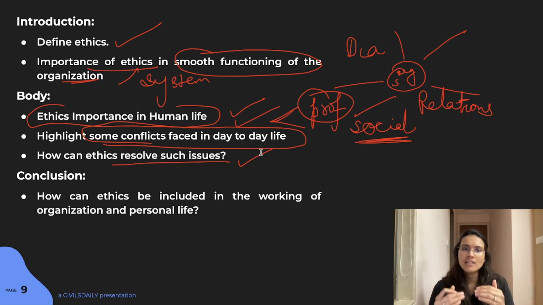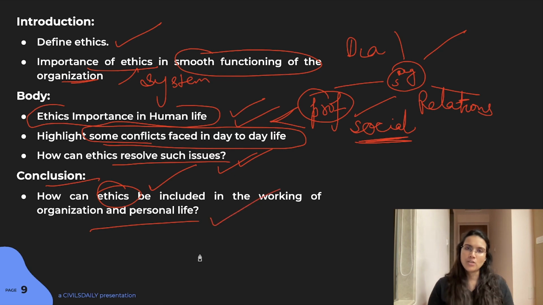If you prioritize integrity and honesty, obviously you'll choose the first option, where that person should go through the merit route. That is how ethics helps you solve various professional and social issues. Now again, the conclusion can be about how we can bring more ethics into our organization and personal life.